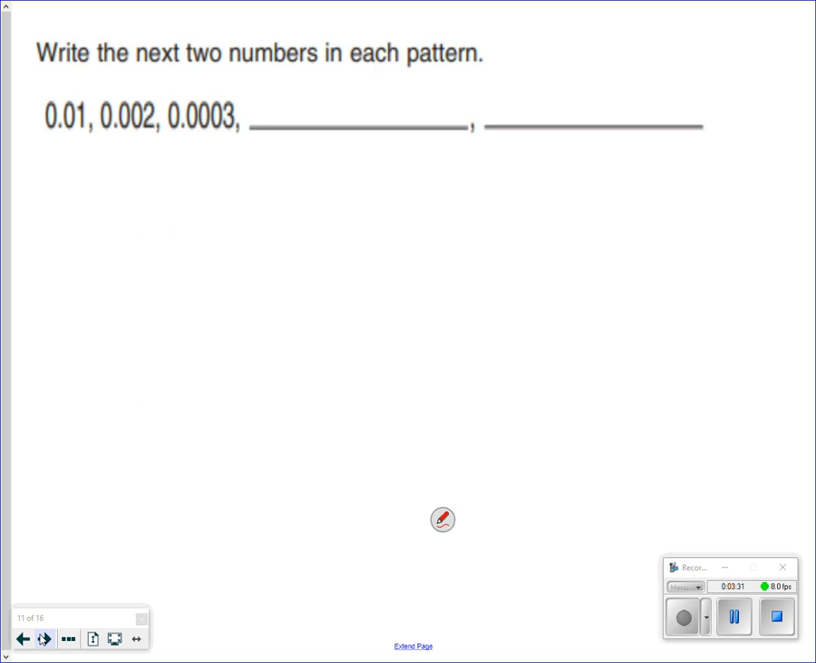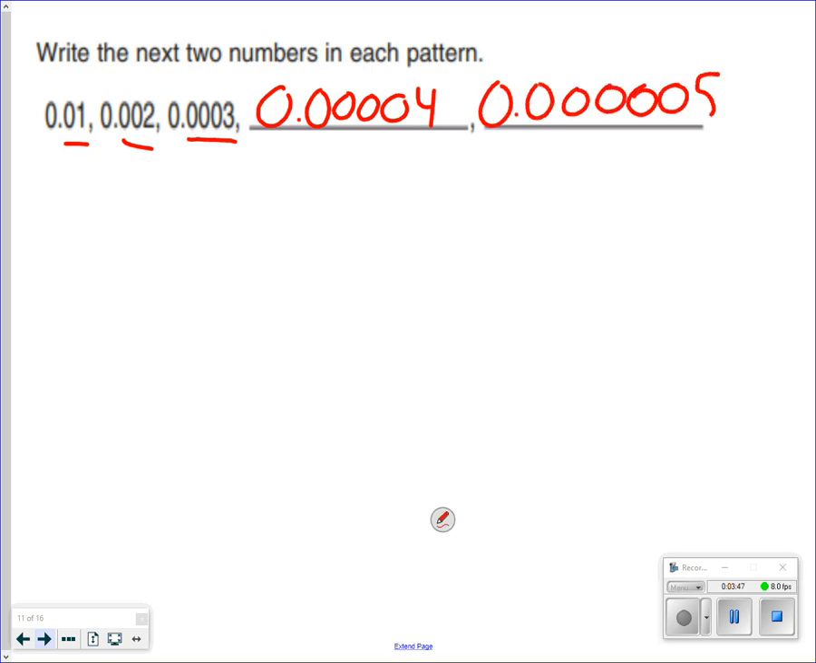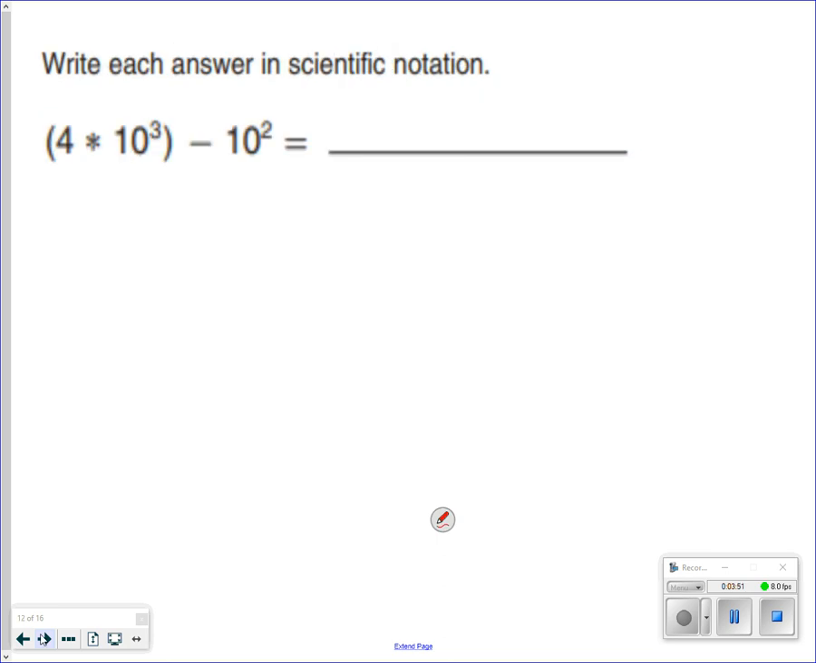Next column. Write the next 2 numbers in each pattern. So it looks like I have 2 spots, 3 spots, 4 spots. I'm going to have 5 spots. 1, 2, 3, 4, 5. I have to have 6 spots. 1, 2, 3, 4, 5, 6. Easy.